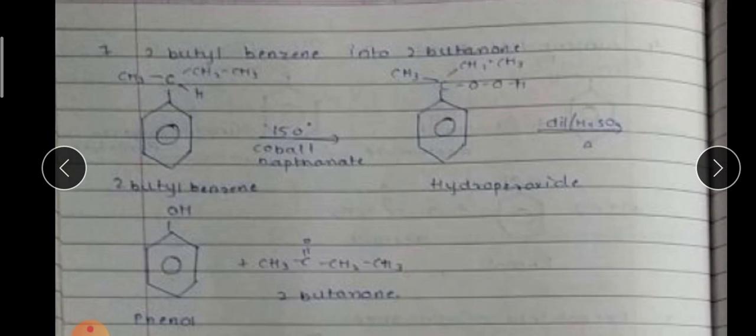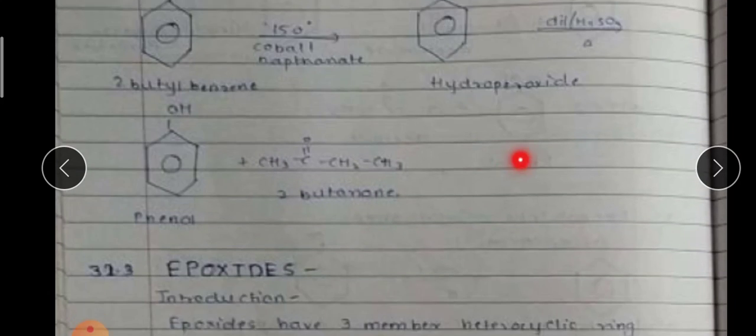And 2-butylbenzene into 2-butanone. Here you can take this 2-butylbenzene. Cobalt naphthenate is the catalyst at 150 degrees centigrade. It will give the formation of the hydroperoxide here, and in the presence of dilute H2SO4, this particular group will leave and it will give you the phenol along with the 2-butanone. OH group will come here after the rearrangement, and this 2-butanone will come outside. This is a very simple reaction, please go through it.